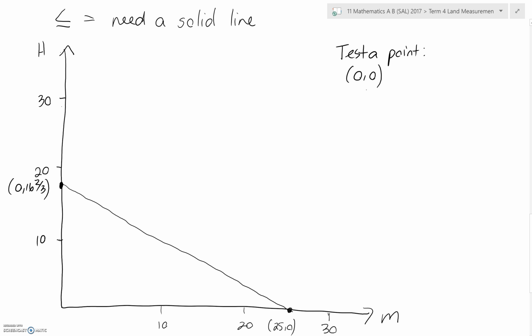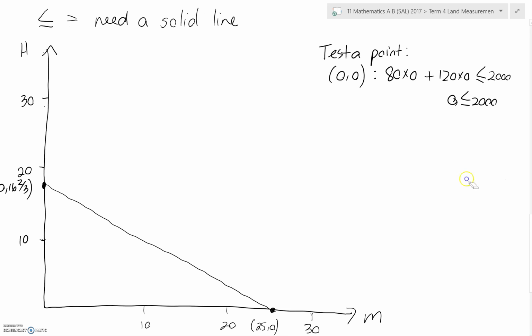I'm going to put it into my equation, which was 80m plus 120h is less than or equal to 2000. So let's put 0 and 0 in for m and h and see what happens. So 80 times 0 for m plus 120 times 0 for h is less than or equal to 2000. So 80 times 0 is 0. 120 times 0 is 0, so it comes out as 0 is less than or equal to 2000. Is that true? It certainly is true. 0 is definitely less than 2000.